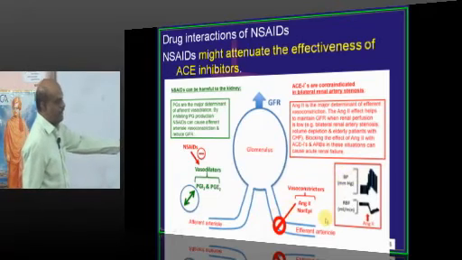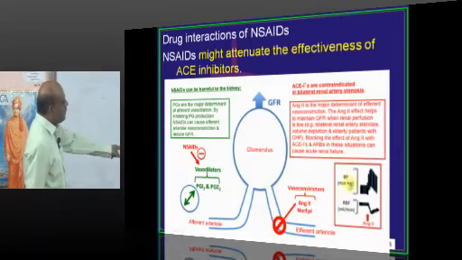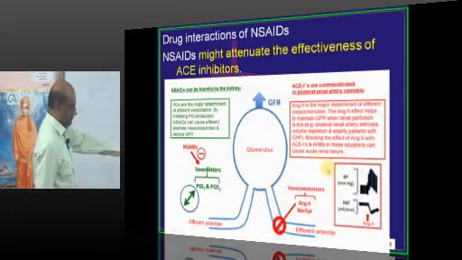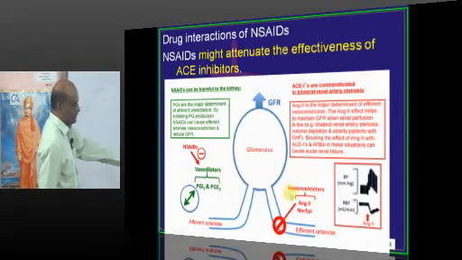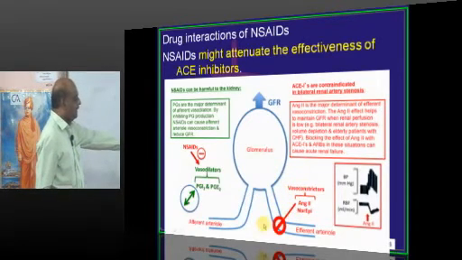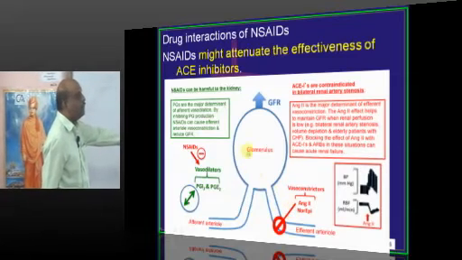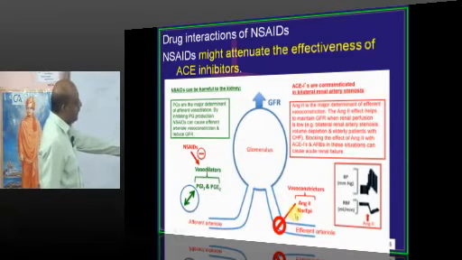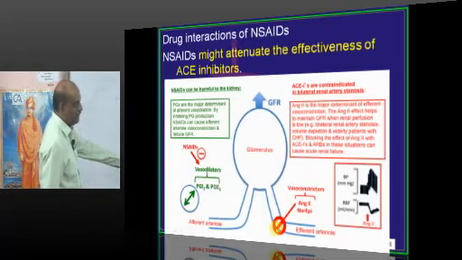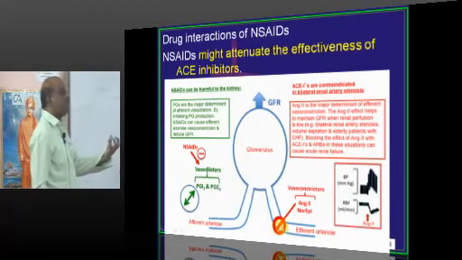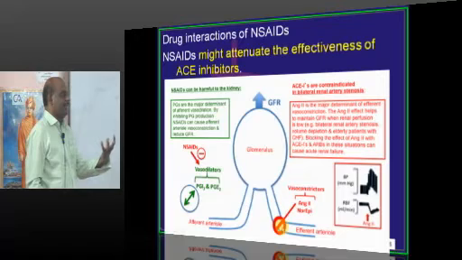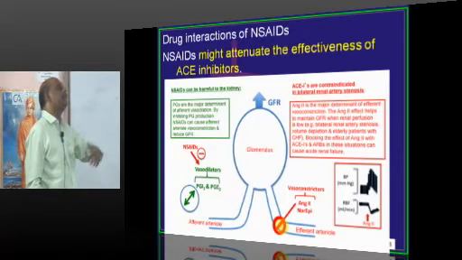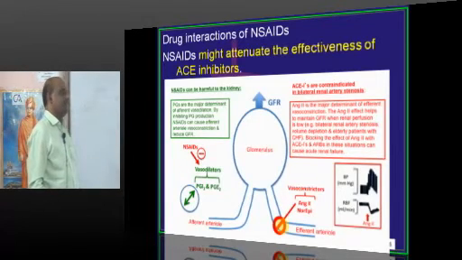Normally angiotensin 2, what it will do? It leads to vasoconstriction of the blood flow to the vessels going to the glomerulus, kidney. So, if you happen to inhibit the formation of this angiotensin 2, you will cause vasodilatation and improve the blood flow to the kidney.